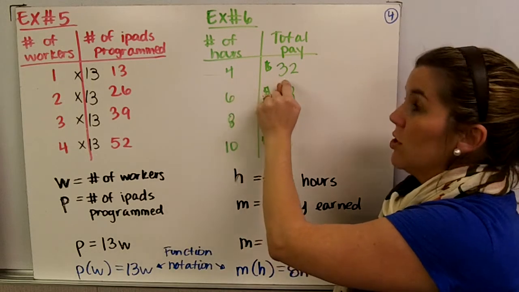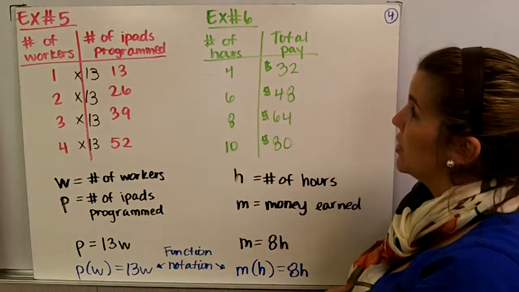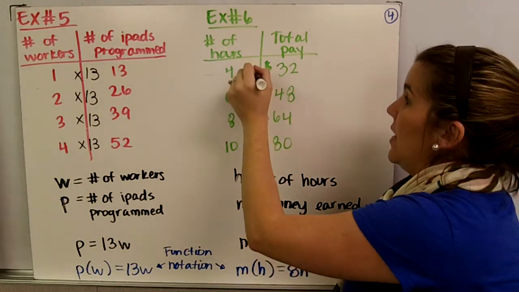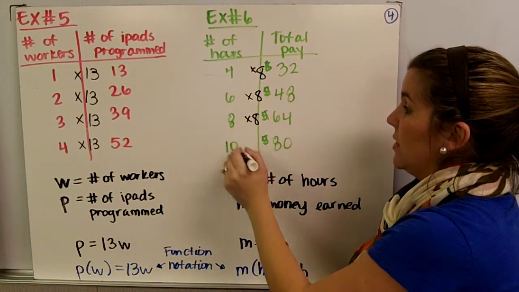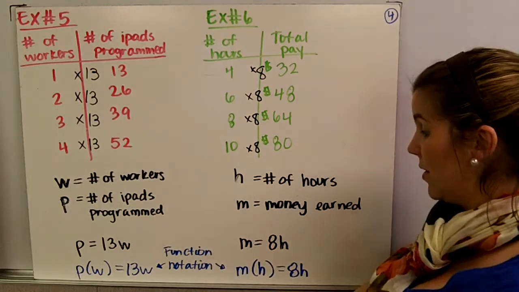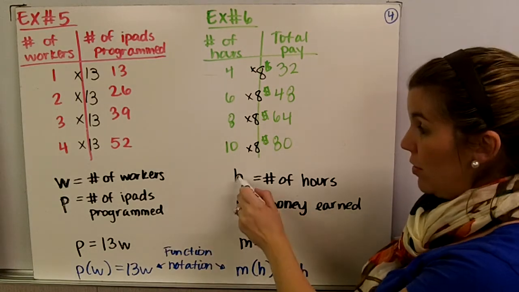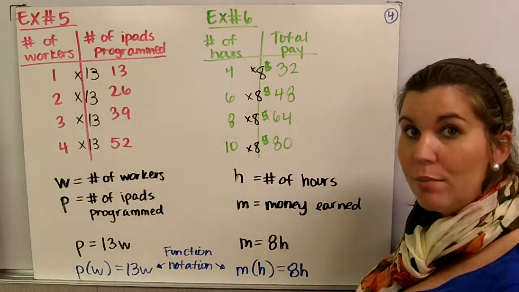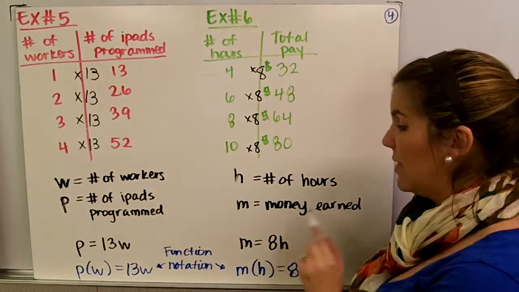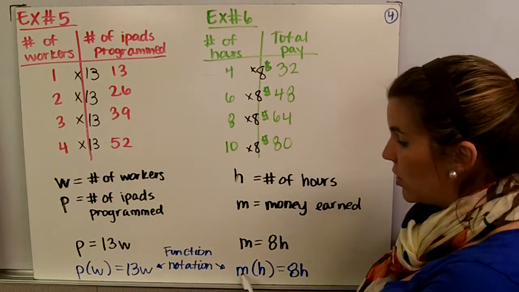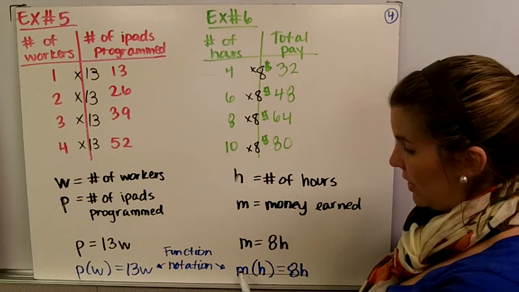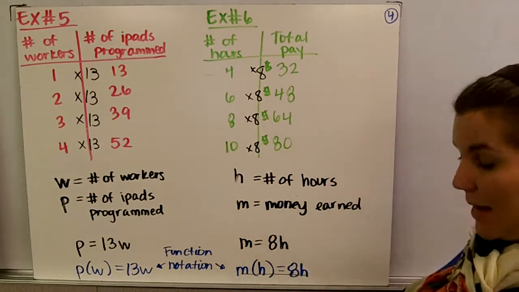Well, 4 to 32. How do you go from 4 to 32? You multiply by 8. 6 times 8 is 48. 8 times 8 is 64. And 10 times 8 is 80. So each hour that you're working, each hour means multiply the hours by 8. And that will give you your money earned. You could also write it in function notation. M of H equals 8H.